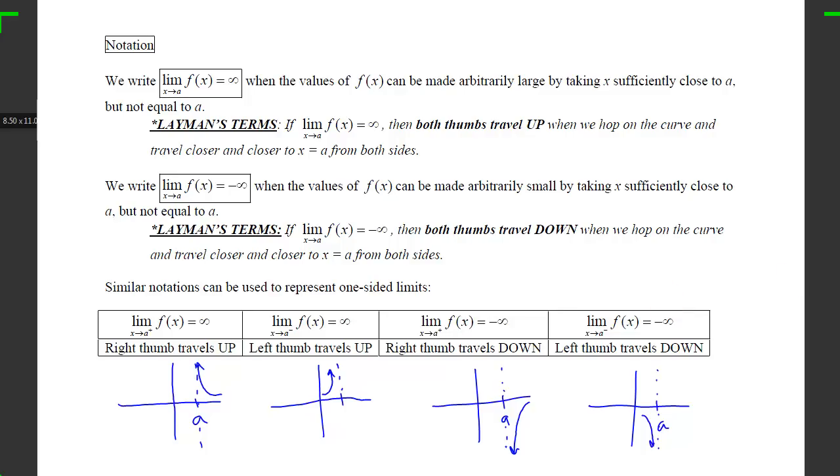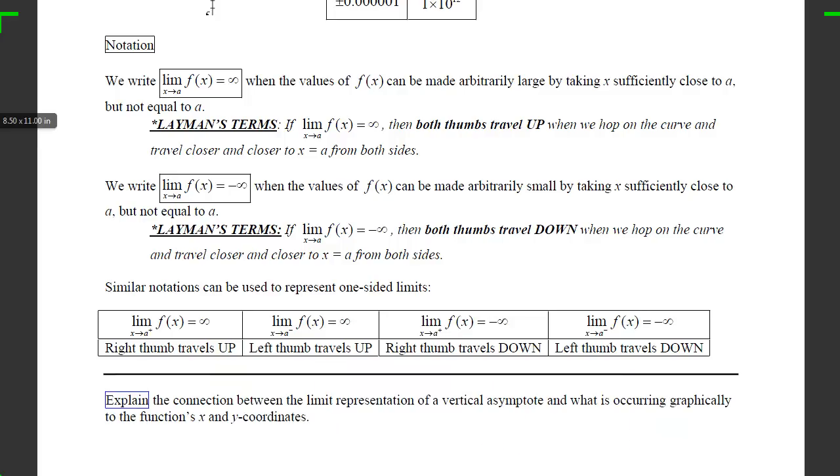Knowing what all those behaviors are should enable you to explain the connection between the limit representation of a vertical asymptote and what's occurring graphically to the function's x and y coordinates.